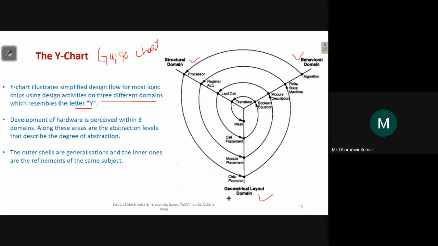The geometrical domain will talk about the placements of different modules on the given area. For example, if this is a chip area, the total chip area, and we will have different modules, different sub modules which are doing some functions, and the task will be to arrange those different sub modules within the given area so that the area is utilized in the most efficient manner.